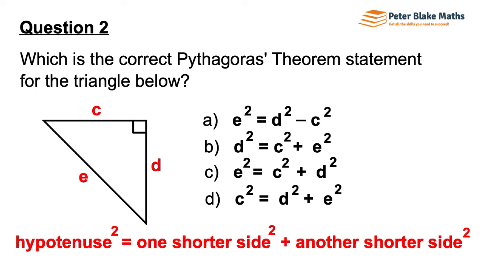Pythagoras says hypotenuse squared equals one shorter side squared plus another shorter side squared. Our hypotenuse here is the E, the longest side, and so it'll be either A or C there. But the proper Pythagoras rule here is E squared equals C squared plus D squared. We wouldn't have any minuses in there. The minus comes about if we're trying to find one of the shorter sides, which we'll see in another question soon.